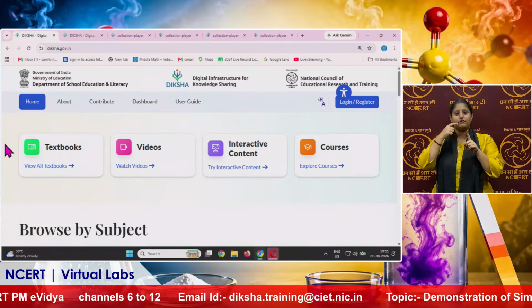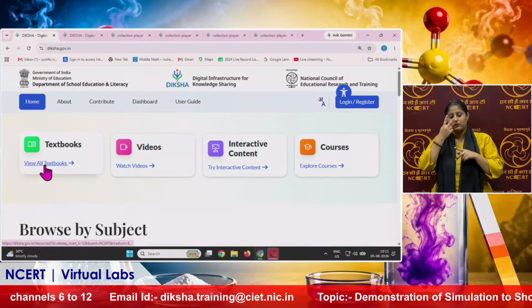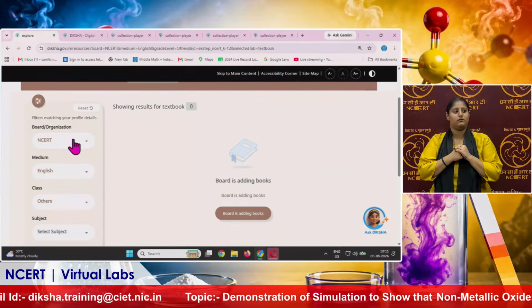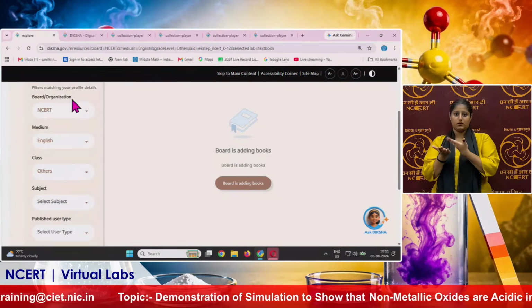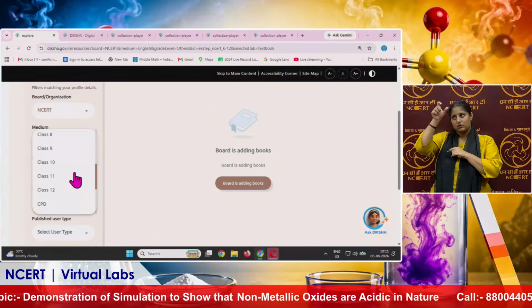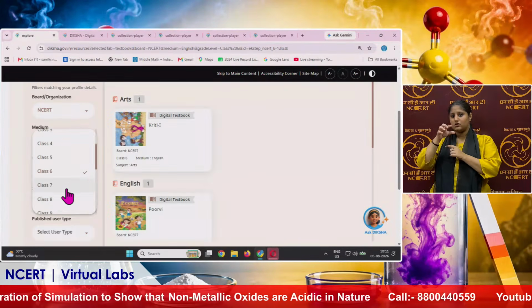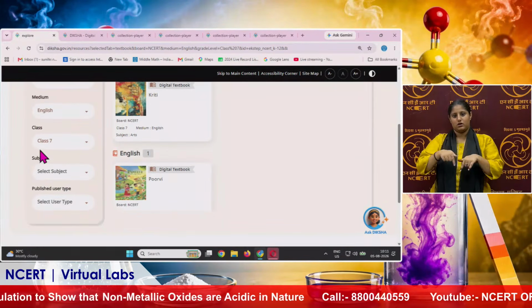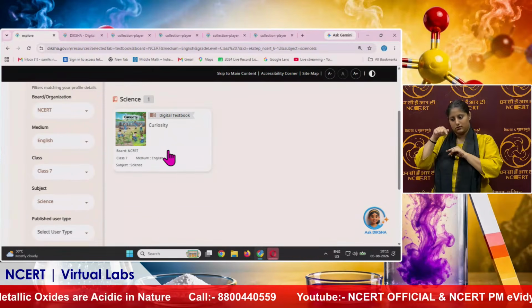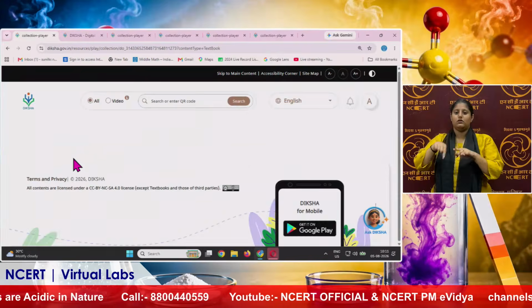So here you can see textbooks. Now you will click on view all textbooks, and here on the right side there is board, organization NCERT, medium is English. Under class you have to select class 7 because today's topic is from class 7. Right. And subject is science. So you can see that the class 7 textbook Curiosity is there.